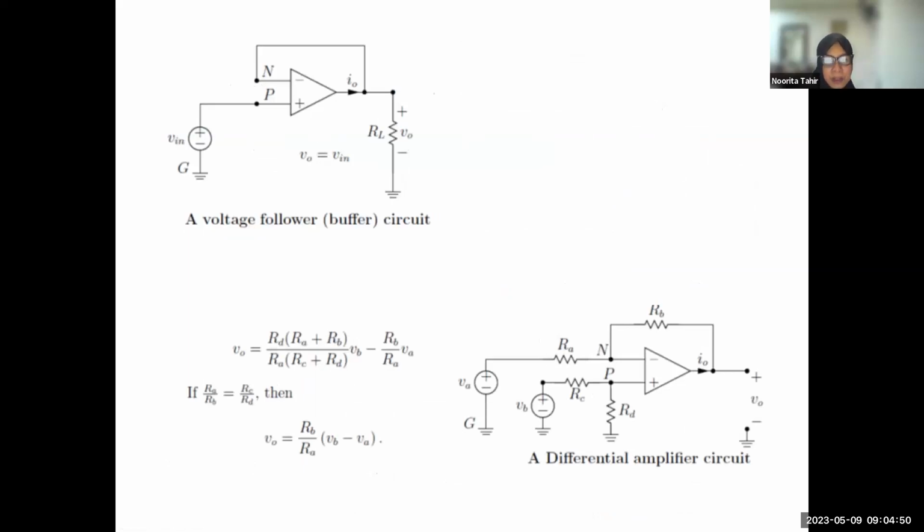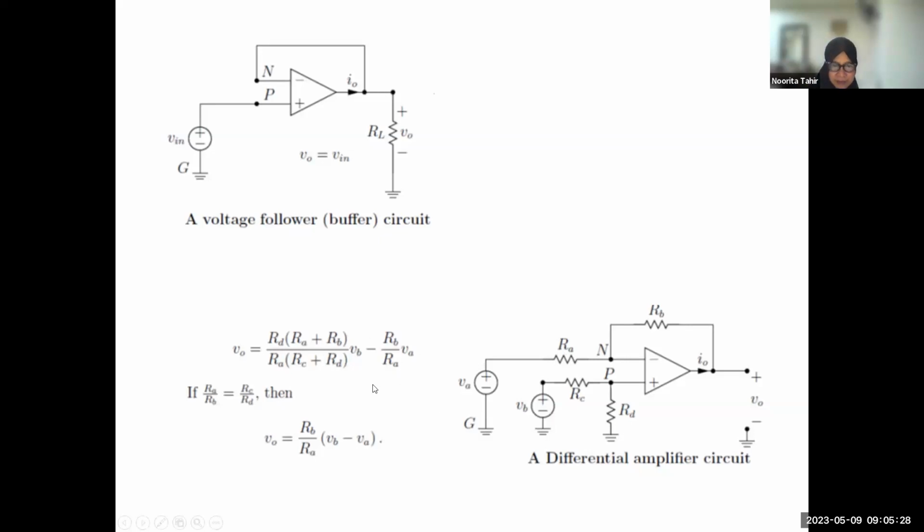Okay, a voltage follower is a circuit where we feed the input signal to the output. That is actually a voltage follower, and this is the differential amplifier, which means it conducts the subtraction, the difference between two voltage sources. Both the inverting and non-inverting inputs are fed with voltage sources. In this example, it is VA and VB.